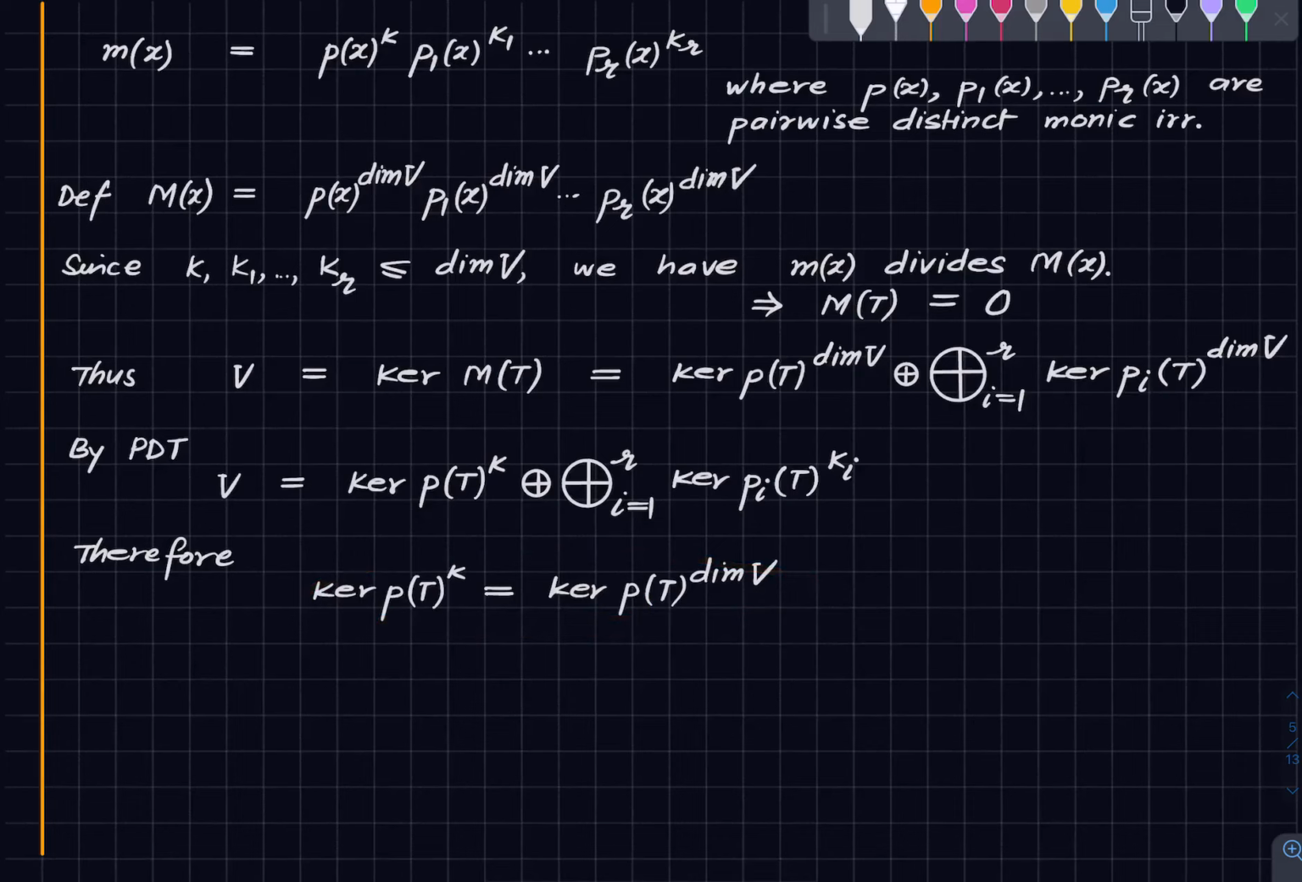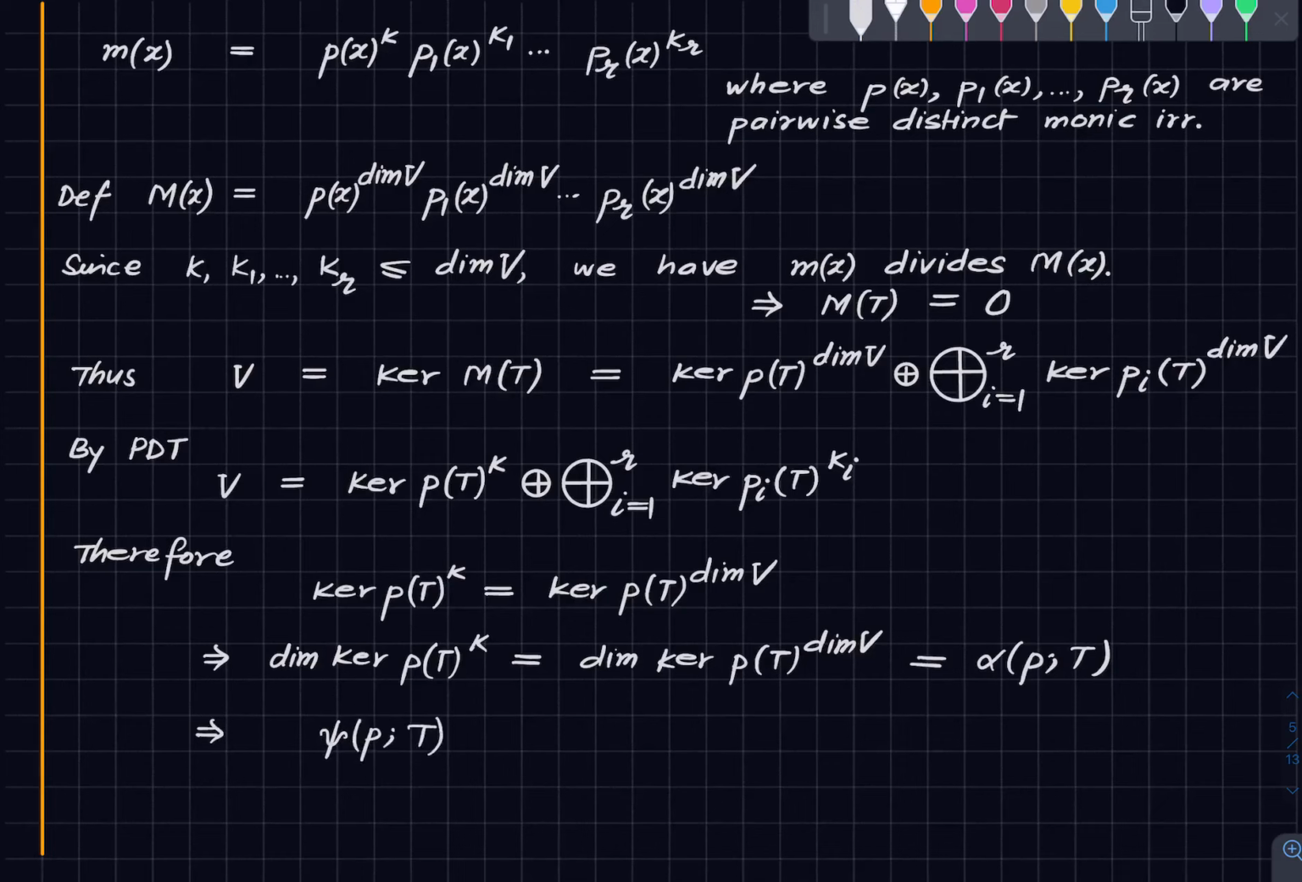So once we have this, we see that the dimension of the kernel, so we just took dimensions on both sides, and the right hand side is nothing but the algebraic multiplicity of the eigen polynomial P. So another way to, or rather one implication one can draw from here is that this is less than or equal to K, and we had already seen the reverse inequality. Basically, this proves our claim.